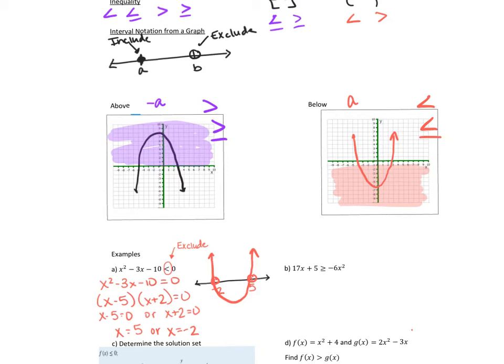So again, let me go over this. I need to determine the solutions first. My solutions are -2 and positive 5. Once I have the solutions, put them on a number line. Determine whether you're including or excluding those solutions. No equal sign underneath this symbol, so I'm going to exclude both the solutions, so they both have open circles at them. Next, determine whether your A value is positive or negative.